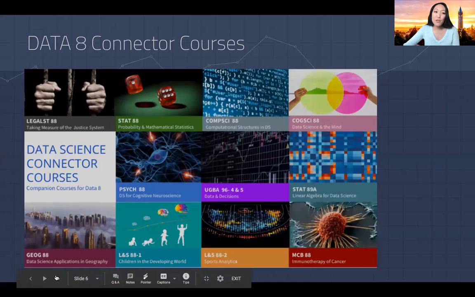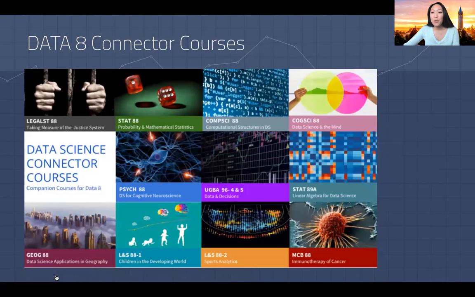We also offer what we call Data 8 connector courses. So these are usually 2 or maybe 3 unit courses. They are fewer units than a traditional academic course. And they're courses designed to go alongside Data 8. You might take them at the same time, or you might take a connector after you've taken Data 8.